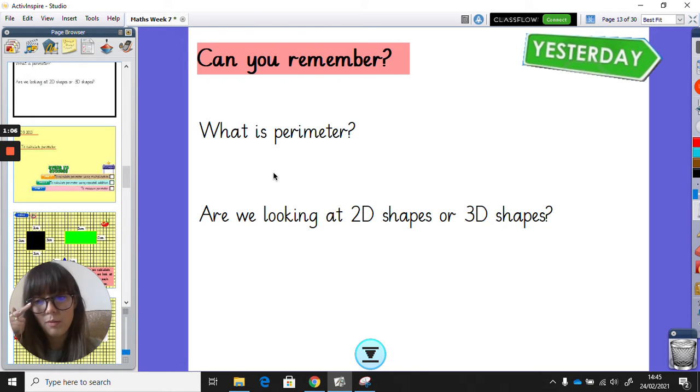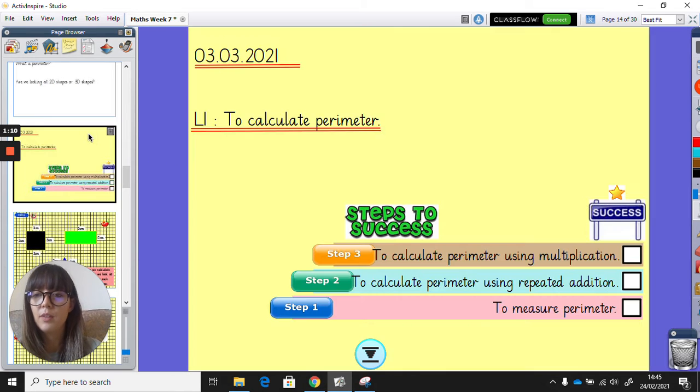Now we're carrying on with perimeter today, but instead of measuring, we're going to calculate perimeter, okay? So today is the 3rd of March 2021 and our LI is to calculate perimeter. So step 1 is to measure perimeter, which is what we did yesterday, but we're linking to it today. Step 2 is to calculate perimeter using repeated addition, okay? And step 3 is to calculate perimeter using multiplication. So you could use your times tables to work out some of the perimeters of these shapes.